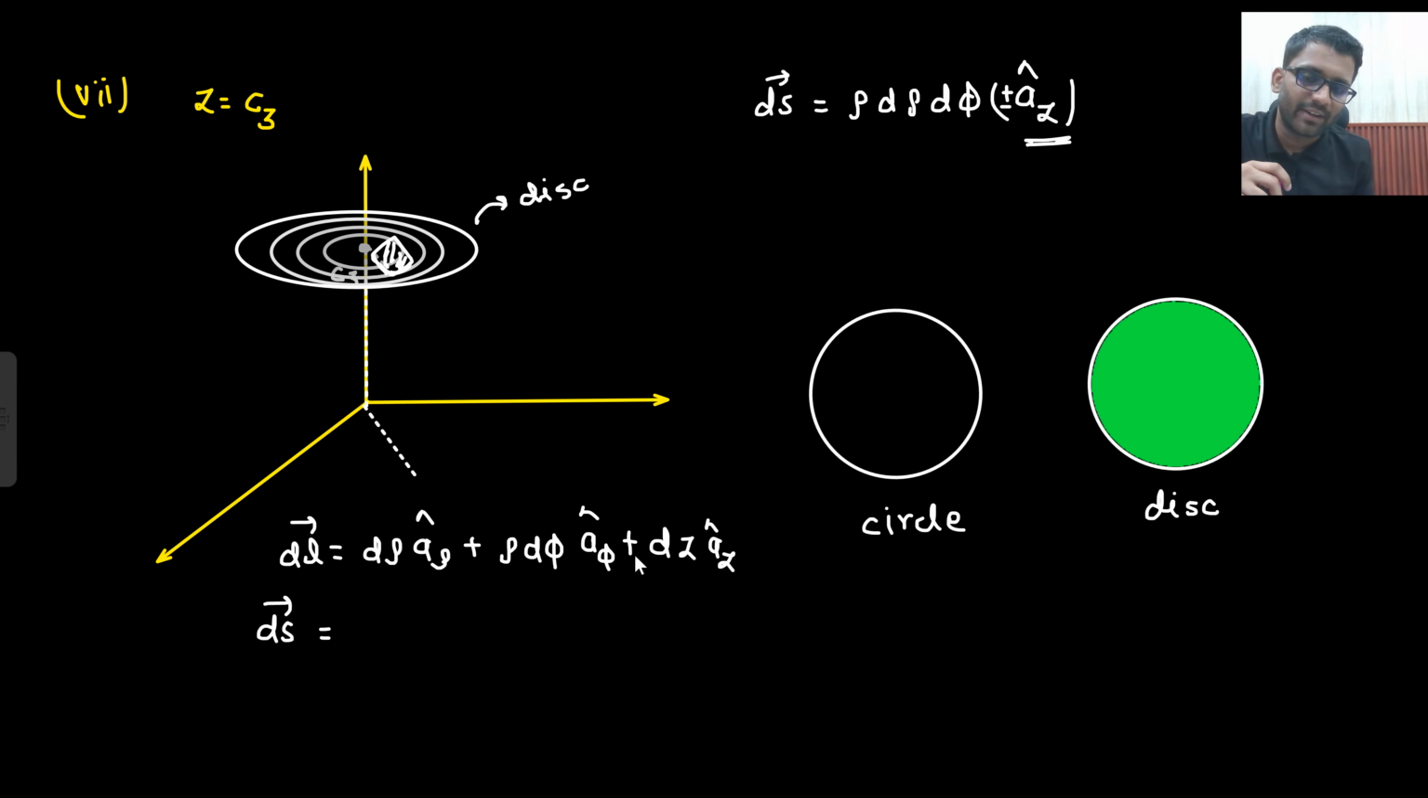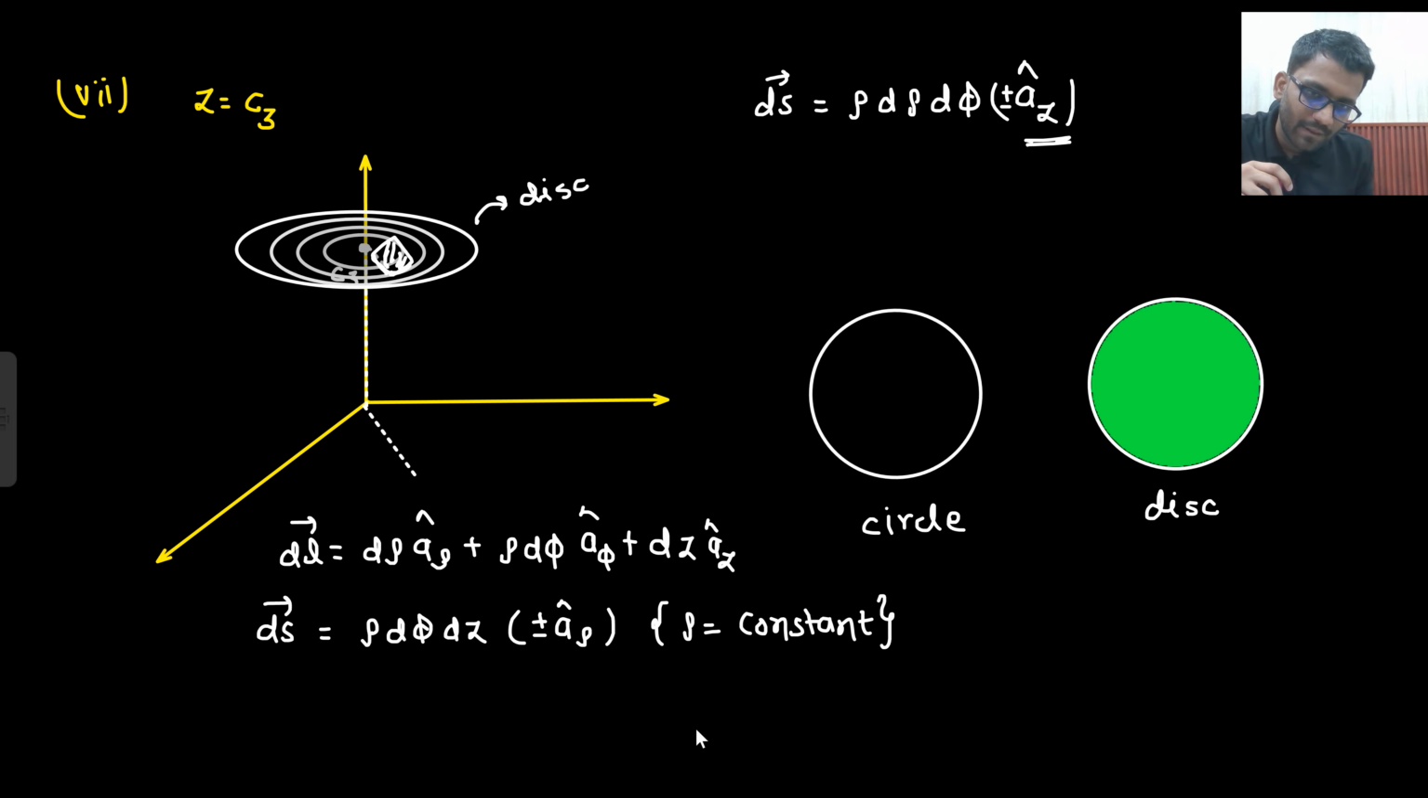What all surface areas can I have? If my direction is a rho, then rho d phi dz. If my direction is a rho, what will be the equation? Rho equals constant. What else can it have? If my direction is plus minus a phi cap, then it will be d rho dz, plus minus a phi cap. What will be the equation? Phi equals constant.